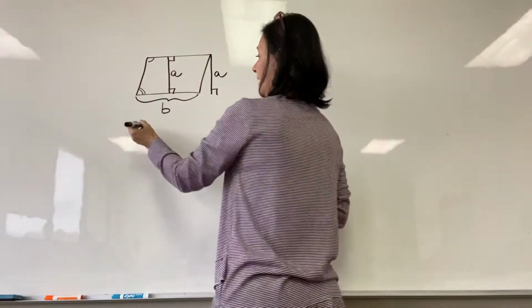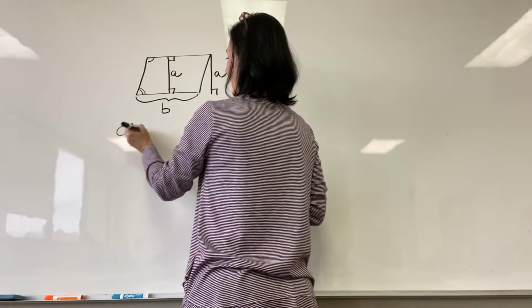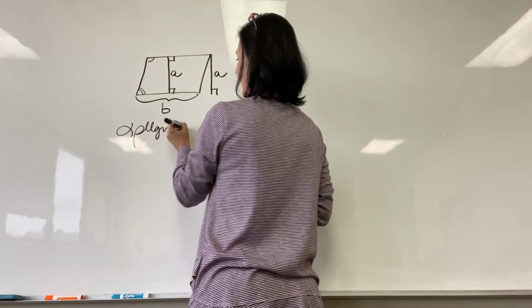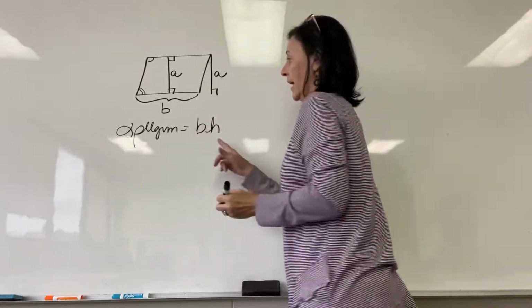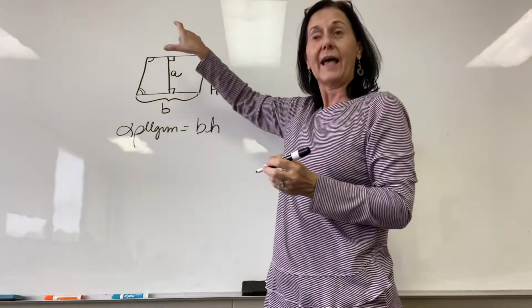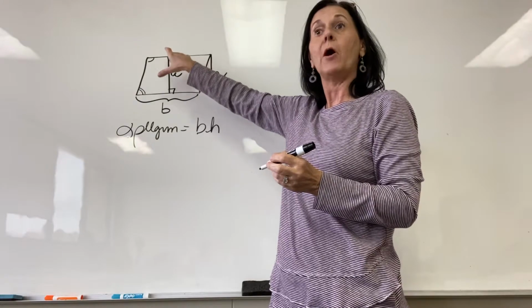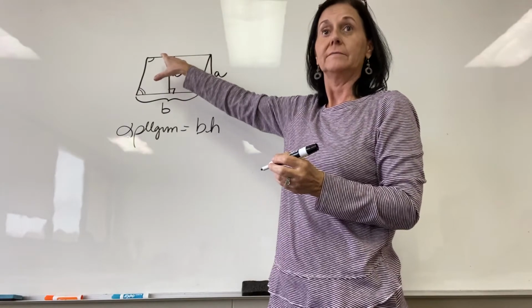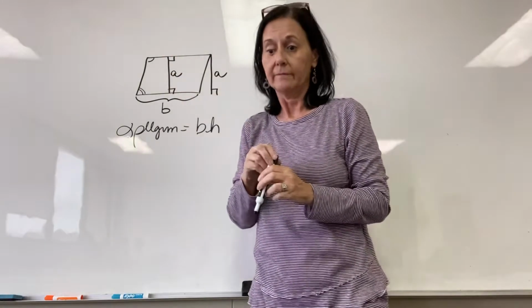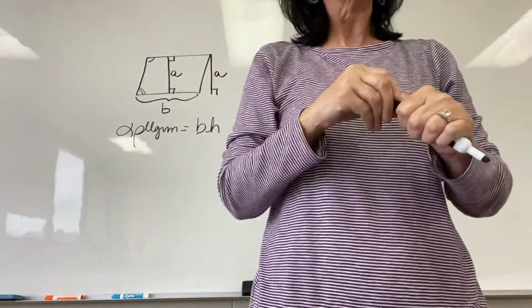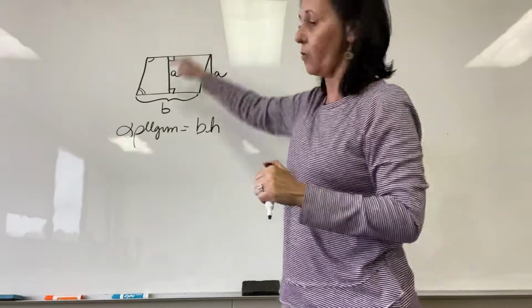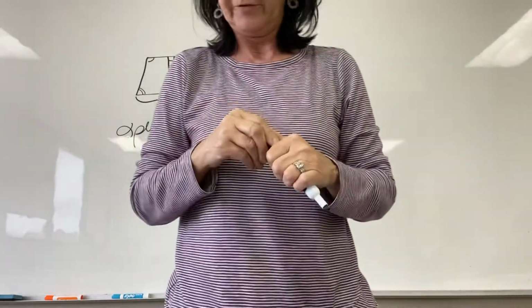So the area of a parallelogram is just base times height, and your height is that line that is perpendicular to both of those sides. Okay? Got it? The area of a parallelogram is the product of any base and its corresponding altitude. This is its corresponding altitude.